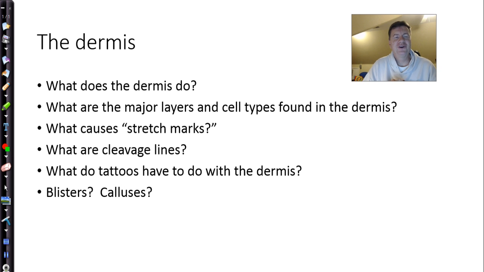All right, let's move on to the next layer of the integumentary system, or the next layer rather, of the cutaneous membrane, and that is to look at the dermis. Here we'll look at what the dermis does, what are the major layers and cell types, what causes stretch marks, what are cleavage lines, what do tattoos have to do with the dermis, and what are blisters and calluses, what causes those.